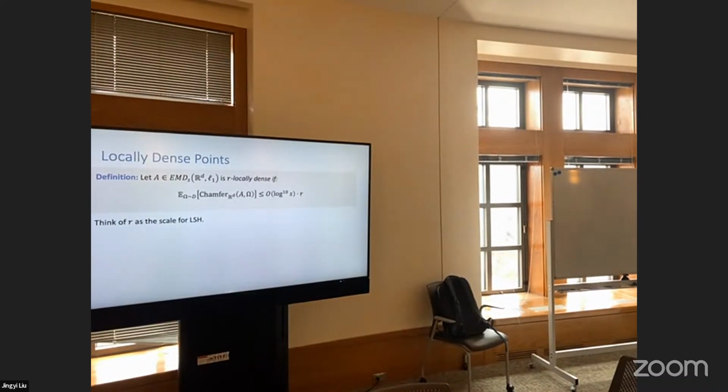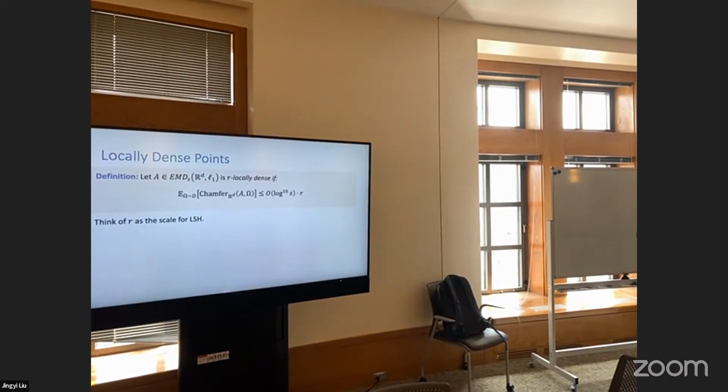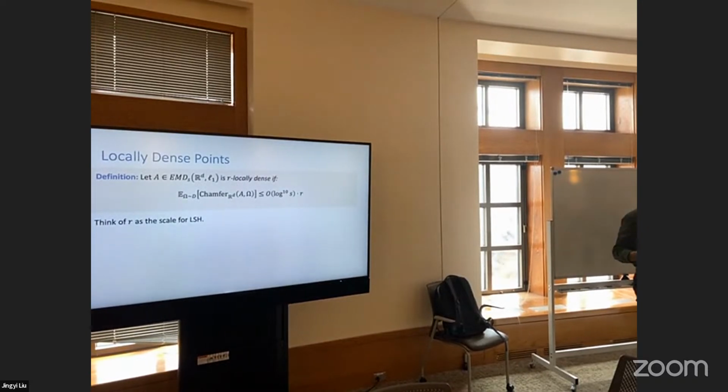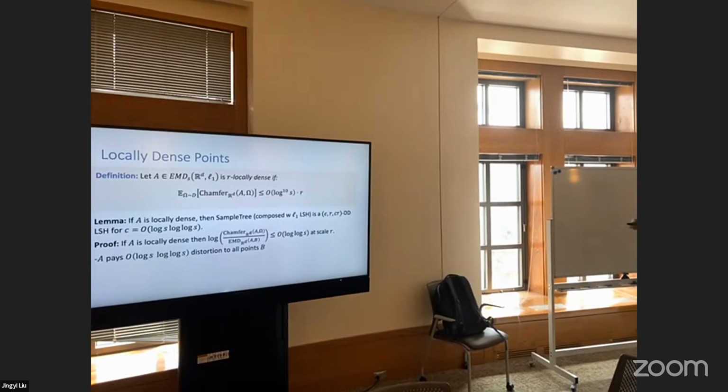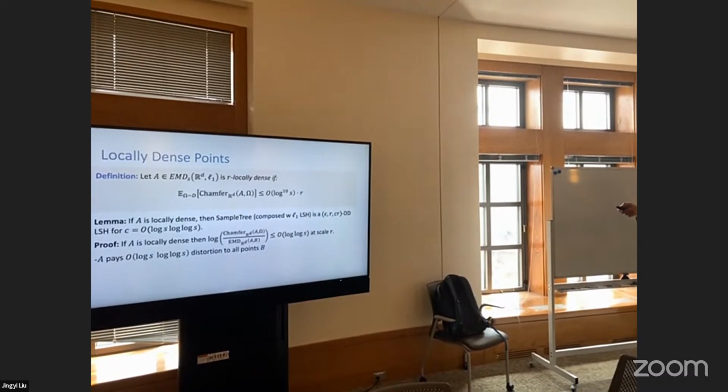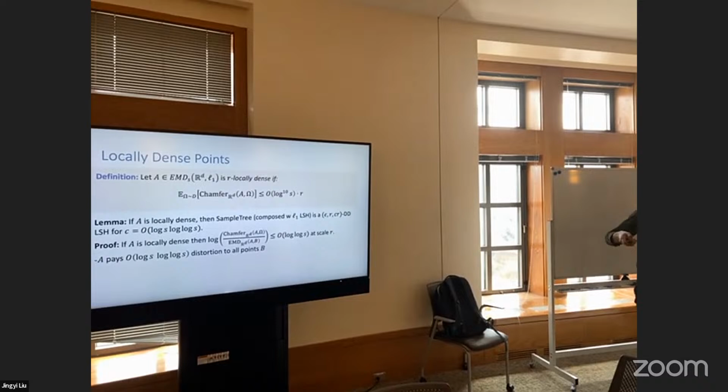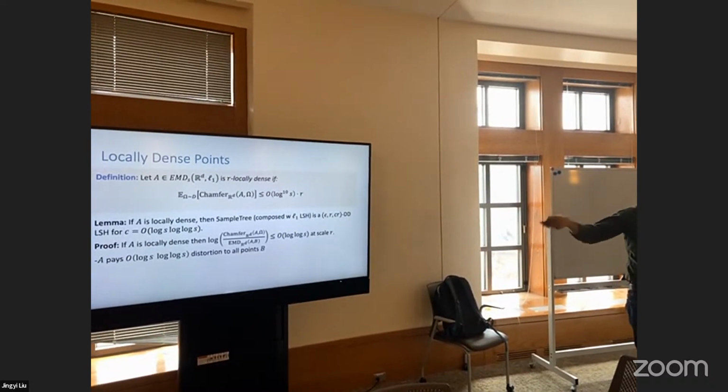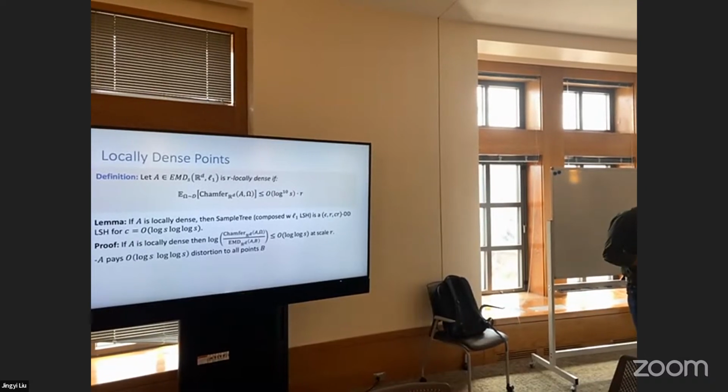And so now we just need two simple lemmas to say that we can handle these close points with the sample tree thing, and the far points we can handle with the older embedding, if you remember from the outline we were going for. So the first thing I want to say is that if such a set is locally dense, if it's close to the sample, then this sample tree embedding gives a log S, log S approximation. And we already just proved that before. If it's locally dense and this ratio of chamfer to the EMD that we care about is less than log S, so we pay that extra log S factor. So we're in good shape.